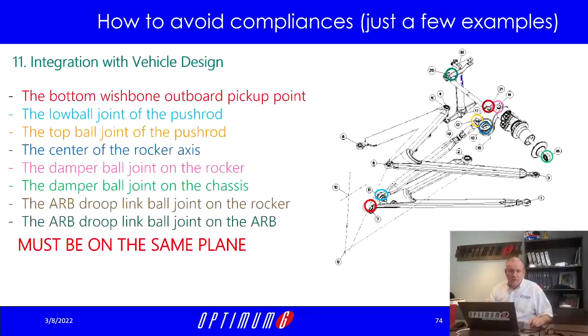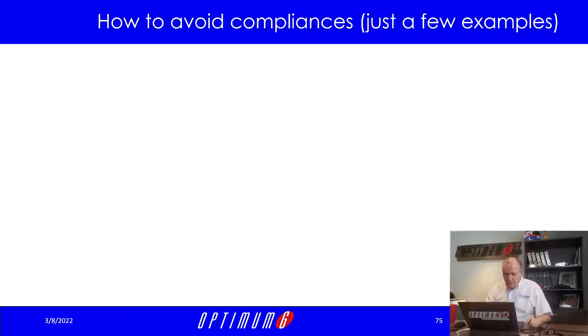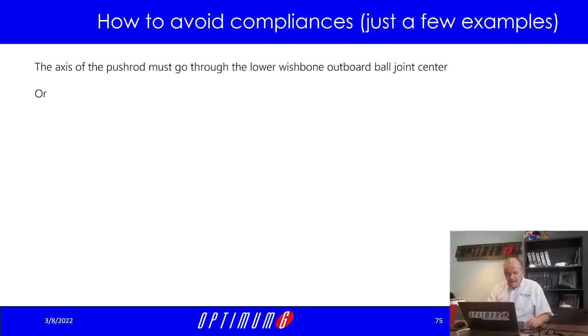Why? To avoid compliance. Because if your rocker is like this, pivoting around that axle, and you have a push rod like this, of course you're going to bend the push rod. That's not very smart. Okay. And I'm going to give you bad things that I've seen and good things that I've seen in Formula Student, to get an example, Formula Student.